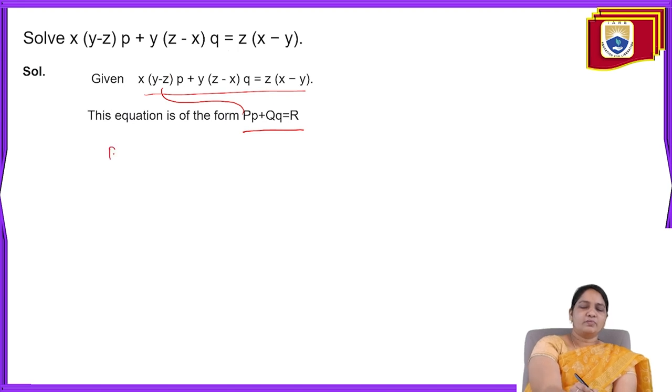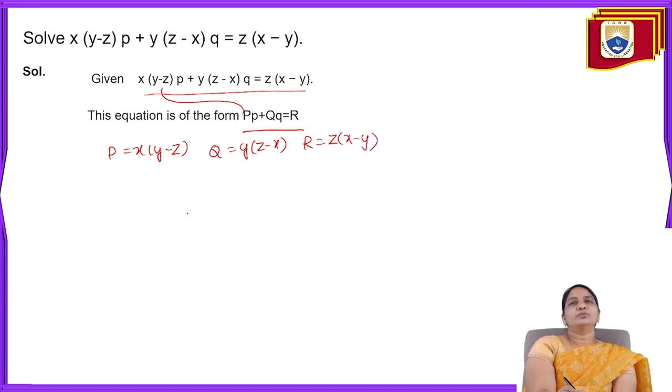So p equal to x into y minus z, q equal to y into z minus x, and r equal to z into x minus y. Now I am going to write the auxiliary equations. So auxiliary equations are dx by p equal to dy by q equal to dz by r.